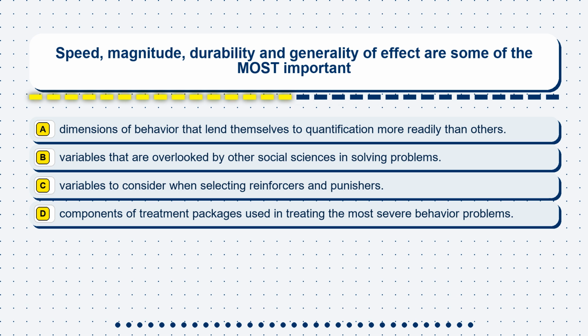Option B, of variables that are overlooked by other social sciences in solving problems. Option C, of variables to consider when selecting reinforcers and punishers. Option D, the components of treatment packages used in treating the most severe behavior problems.